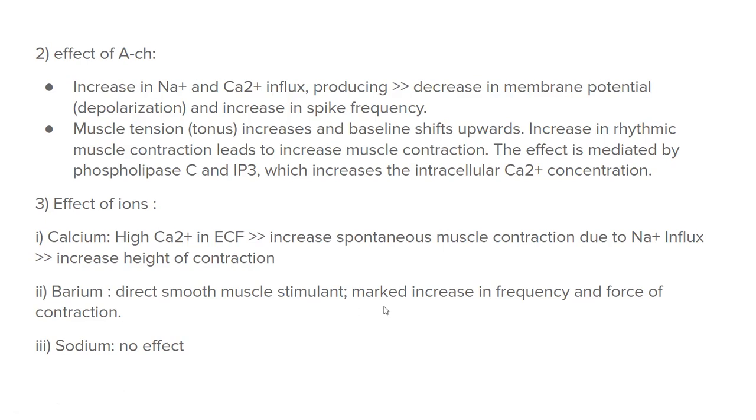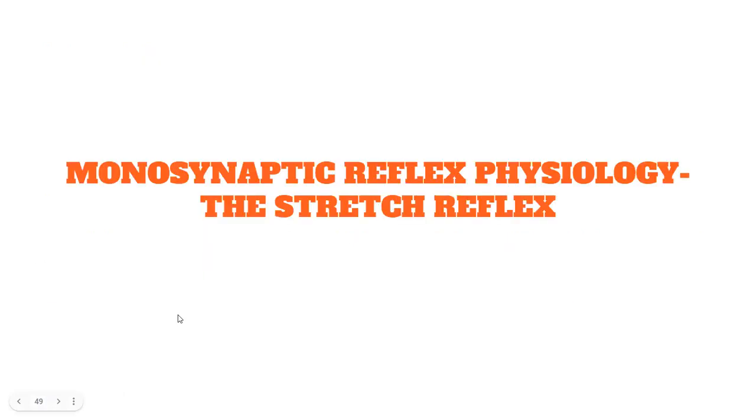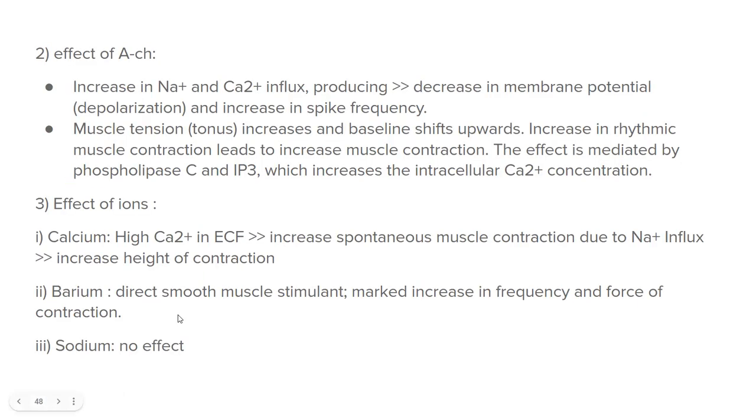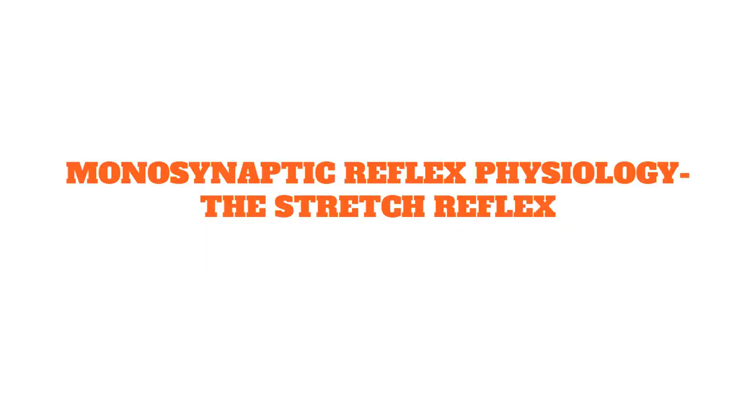Barium is a direct smooth muscle stimulant, with a marked increase in the frequency, tone and force of contraction. It acts like an irritant. Now that's about smooth muscle. It's already 9:15. Now this is the monosynaptic reflex. We'll be talking about the Golgi tendon body and nuclear bag in the next class.